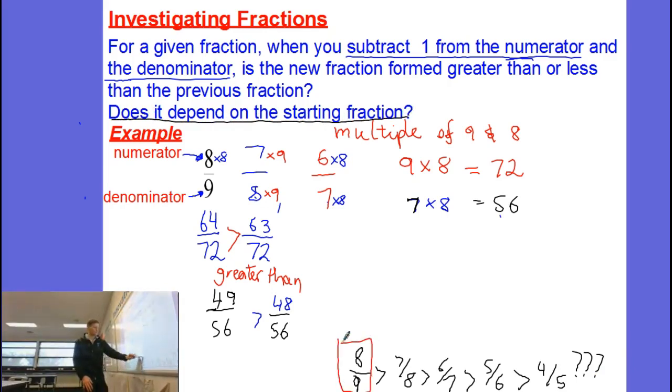What happens if we choose a different starting fraction? Instead of 8/9, what happens if we choose something different? Instead of 1 less than 9, what happens if we had 5/11, for instance? Would that change things? Interesting, huh? So I'd like to see your investigation on that.